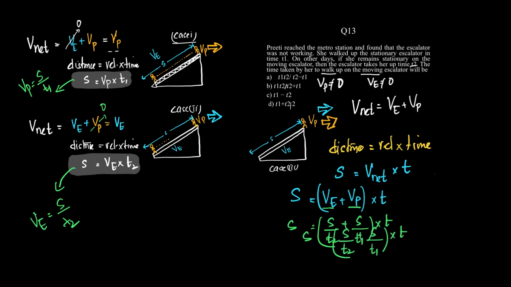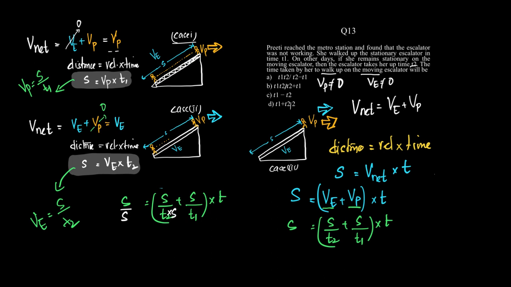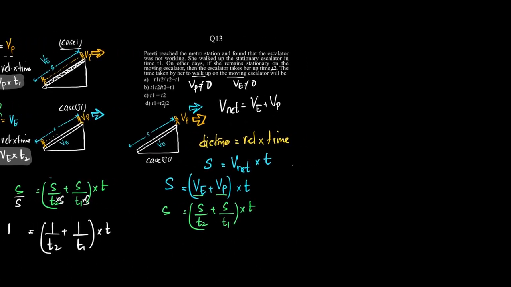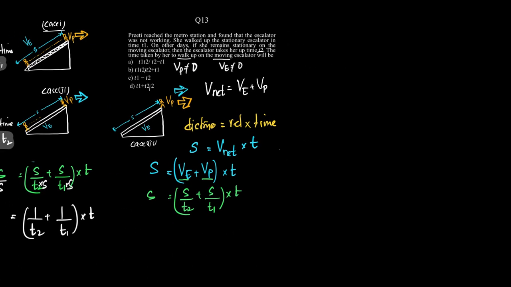So this is the equation we have. If you divide the entire equation by S, you get S here, T2 into S here, T1 into S here. So what you get is 1 is equal to 1 by T2 plus 1 by T1, the whole into T, right? So we need to make use of that equation again.